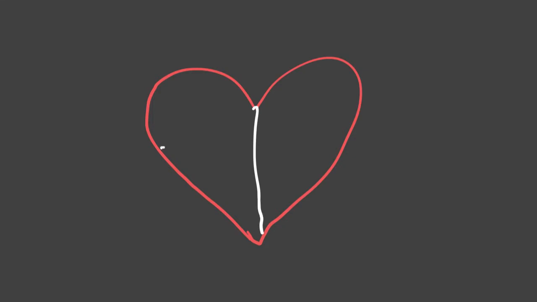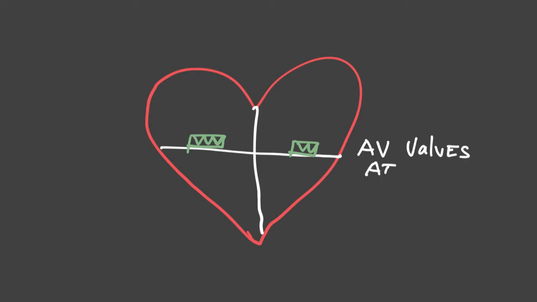We have yet another set of opposing terms. They have to do with the valves. On the right side, we have the tricuspid valve, and on the left side, we have the bicuspid valve. These valves are found between the atria and ventricles, and so we call them AV valves, short for atrioventricular valves.